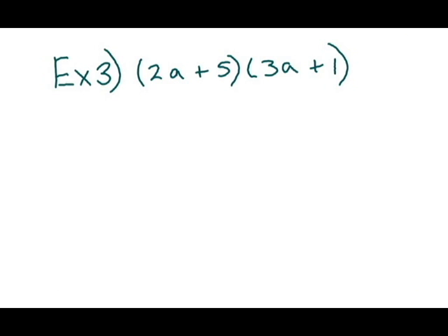Let's take a look at example 3 and use the FOIL method to solve it. 2a plus 5 times 3a plus 1. The first step of the FOIL method is actually the first numbers. So we are going to multiply 2a times 3a. 2a times 3a equals 6a squared.